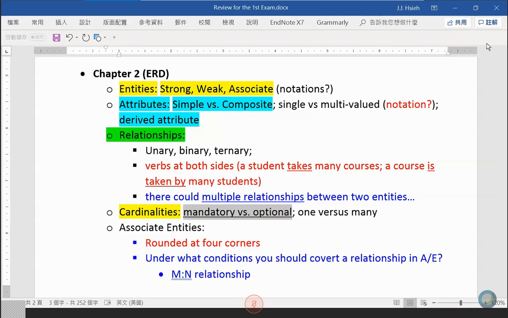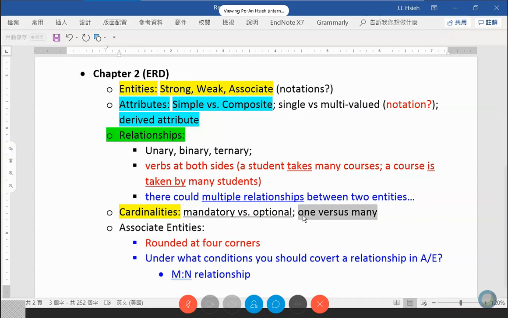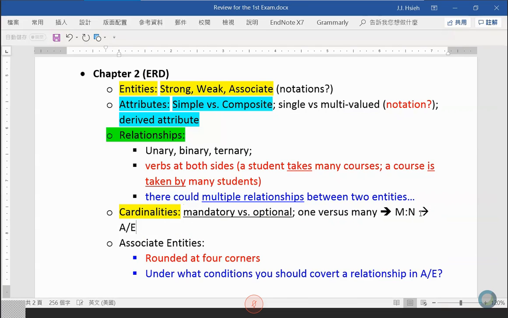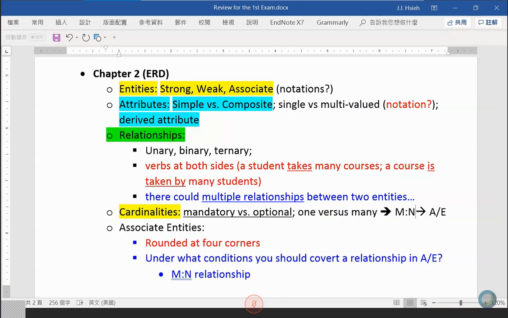Now about cardinality, we have mandatory versus optional, and then one versus many. This I want you to pay particular attention to, because usually cardinality will determine whether a relationship is many to many. When it's many to many, you need to convert that to an associate entity. So this is quite important. That is why I want you to pay attention to cardinality. Later on, I will.